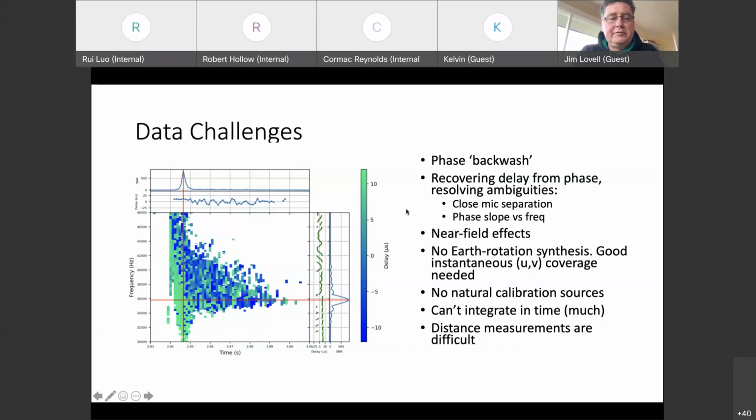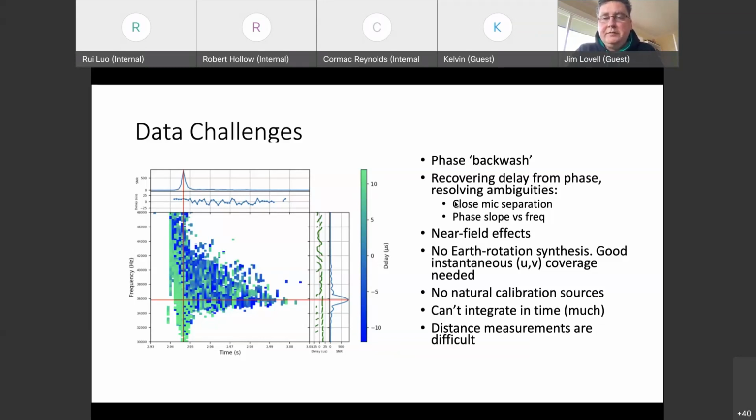Like any interferometer, you have to worry about ambiguities and resolving them. So having a range of microphone separations is good. You can resolve the ambiguities by putting the microphones so close together that they're within a wavelength of each other. But if you've got a decent amount of frequency coverage, then you can fit for phase slope against frequency and recover delay that way and resolve ambiguity. So that's been quite a challenge. And as I've moved the microphones out, near field effects become important. And in fact, you use the near field effect to measure distance.